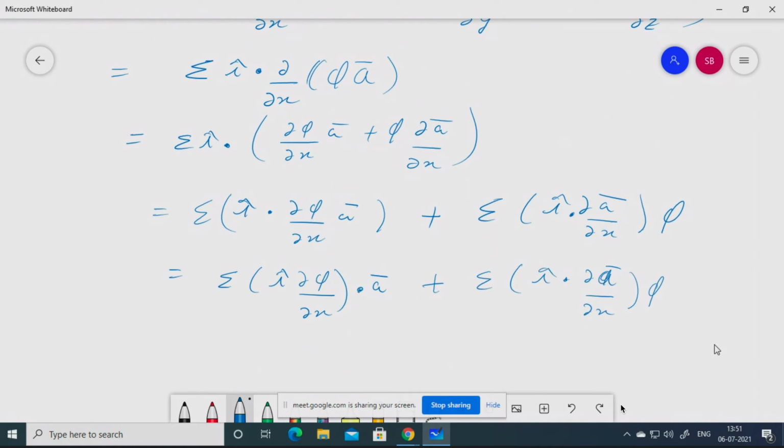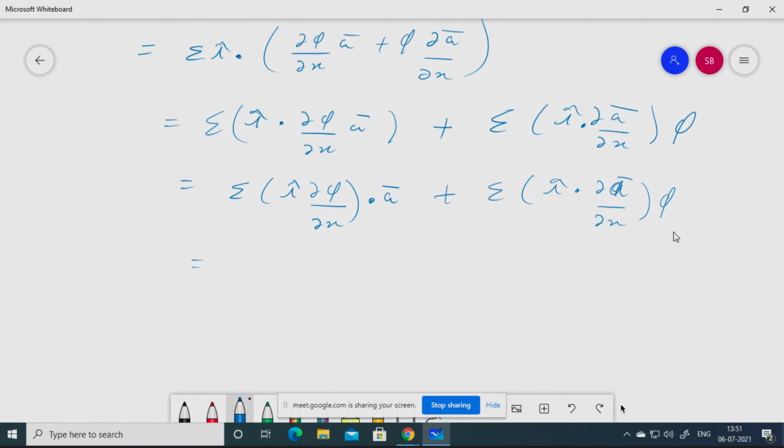Now look at this one. If I expand it, I will get i dou phi by dou x plus j dou phi by dou y plus k dou phi by dou z. And what is that? That is nothing but del phi. Do you want me to write that thing also? Okay, let me show you one here. I'll show every line. So if I expand this, I'll get i dou phi by dou x plus j dou phi by dou y plus k dou phi by dou z.